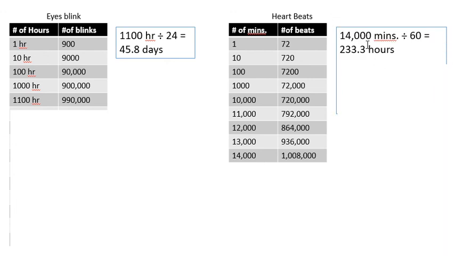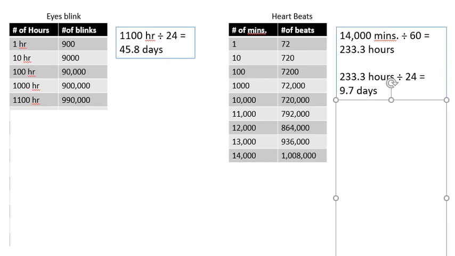So 14,000 minutes divided by 60, because there are 60 minutes in 1 hour, that would give us about 233.3 hours. So that's a number of hours. Let's see if we can get it into even more manageable units. If we took 233.3 hours divided by 24, because there are 24 hours in one day, we would get about 9.7 days. So it takes about 10 days for the heart to beat 1 million times.